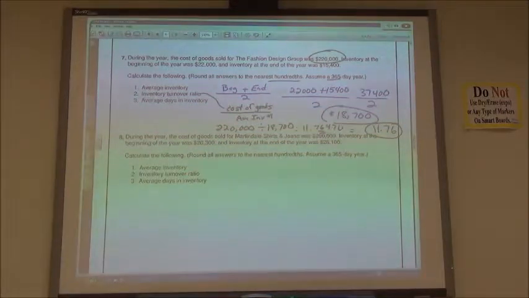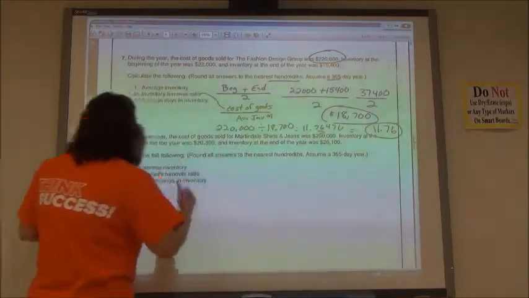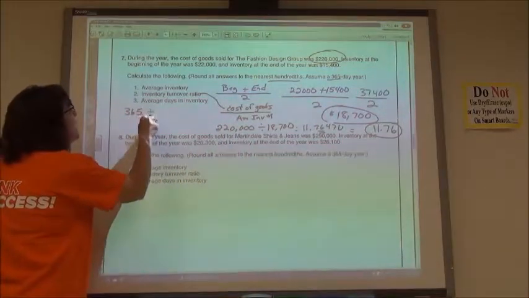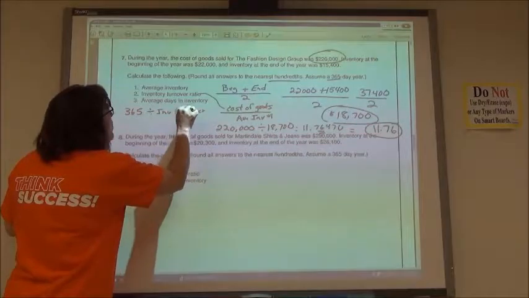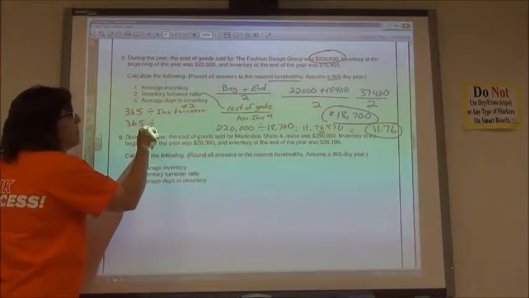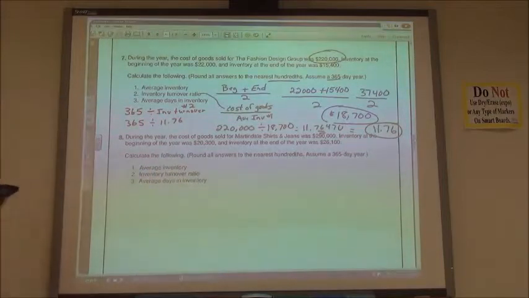And then we're going to find the average days that an item is in inventory. The average days of the item in inventory, we are going to take 365 days in the year. We're going to divide it by the inventory turnover ratio, which is number 2. So 365 divided by our 11.76 is what we're going to do.